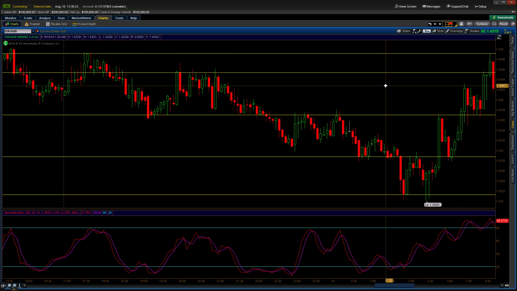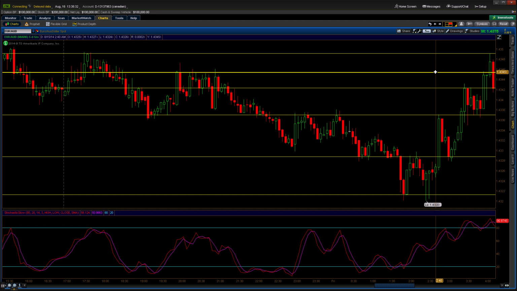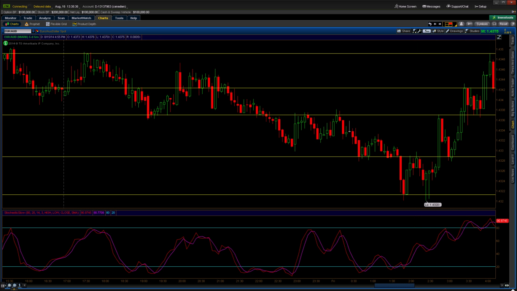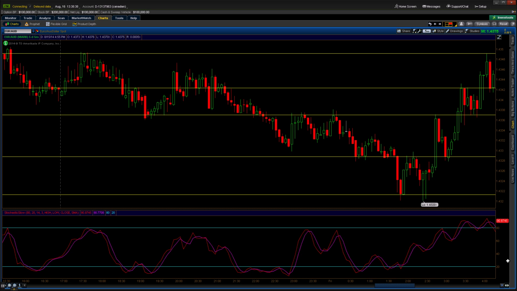So now it's hitting this point of resistance here. Okay. I think the next candle is going to be green. I'm going to remove this line because I violated it. I think the next candle is going to be green. And I would have won that trade.